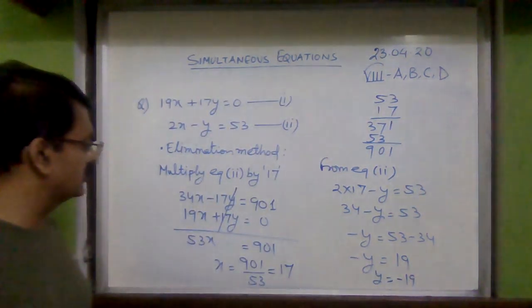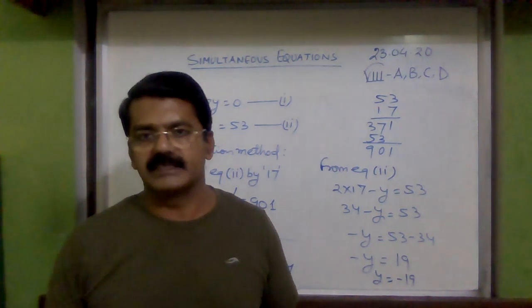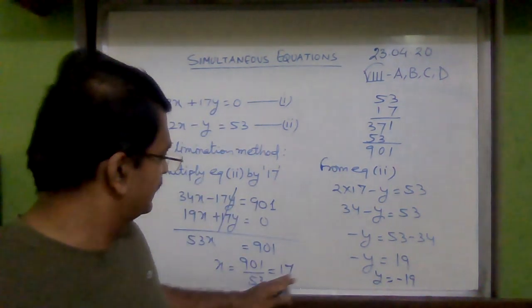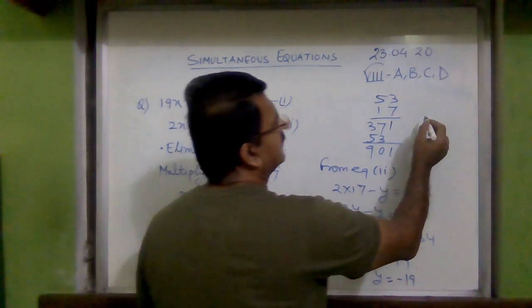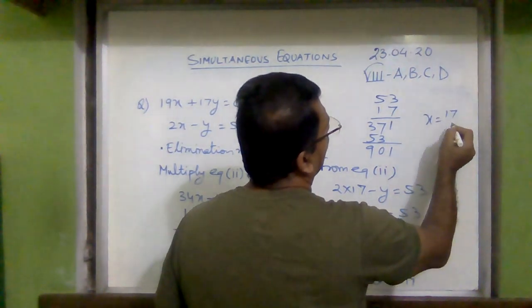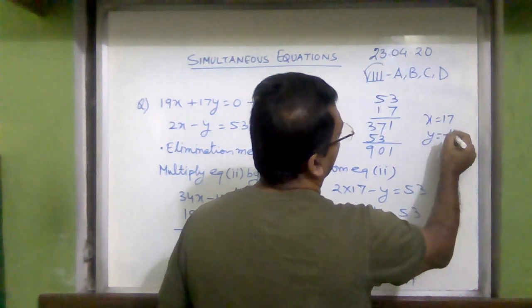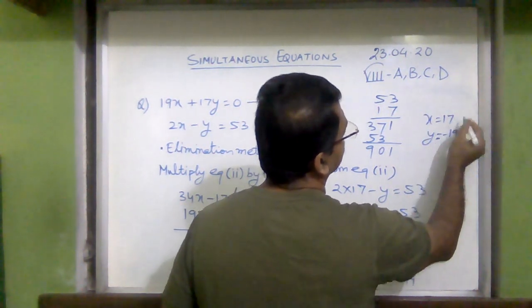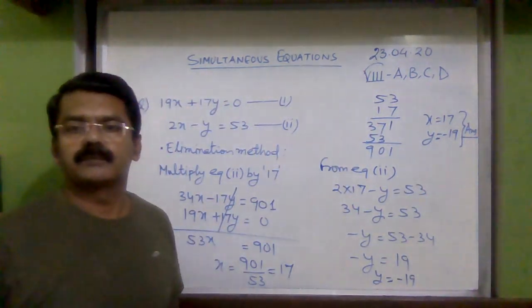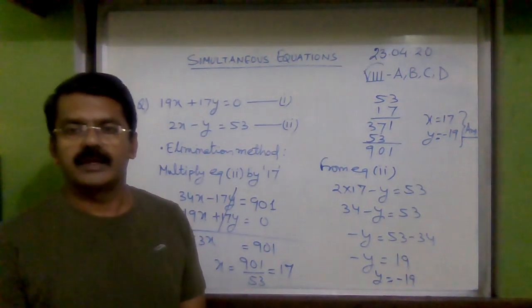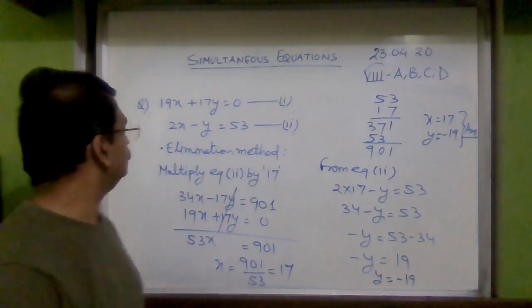So x is equal to 17 and y is equal to minus 19. That will be your answer. Okay, now we will do one more example.